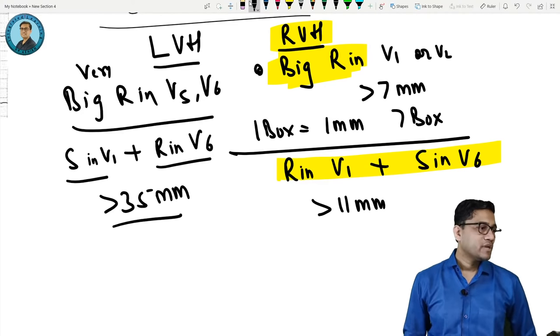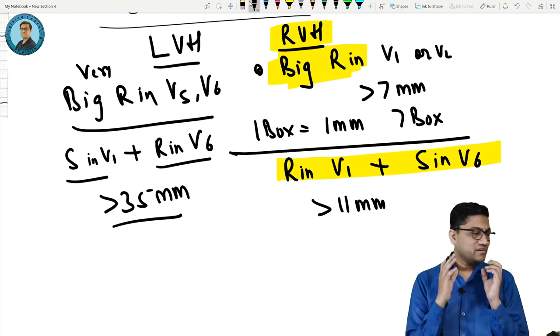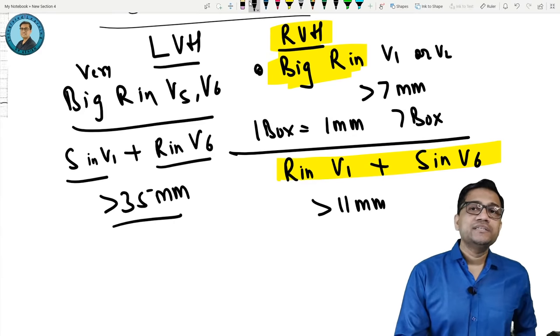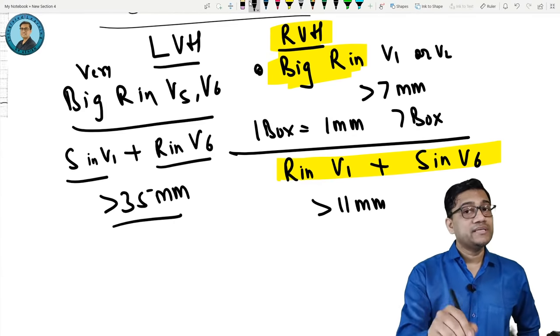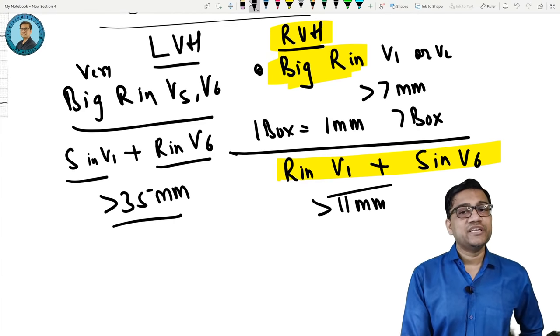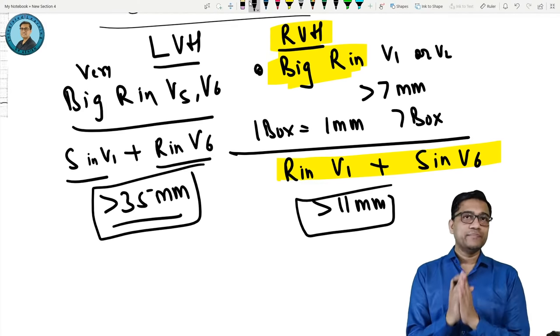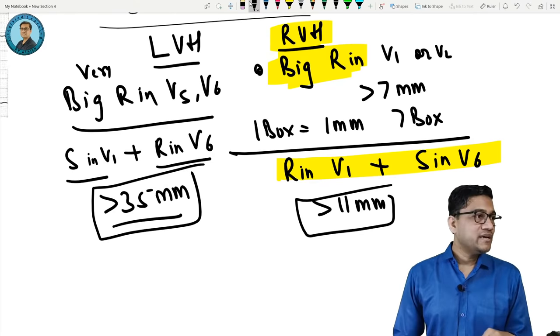Are you clear? So please recap this. For RVH, what are the criteria? 7 mm or more for R in V1, and the addition is 11. Are you clear? Here it is 35. Are you clear? So let's see and discuss.